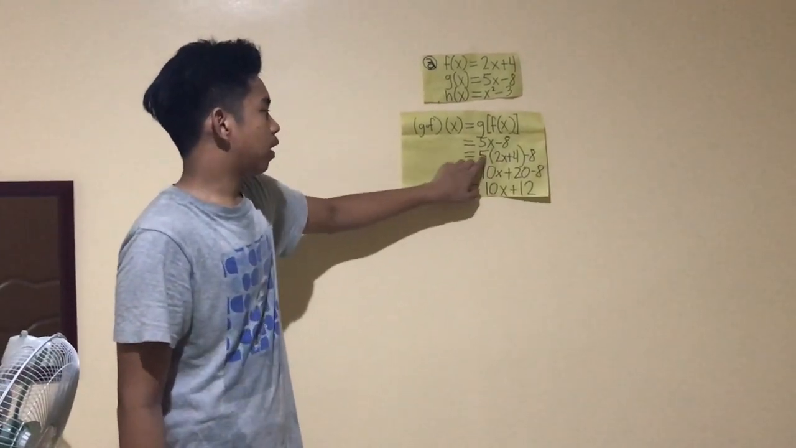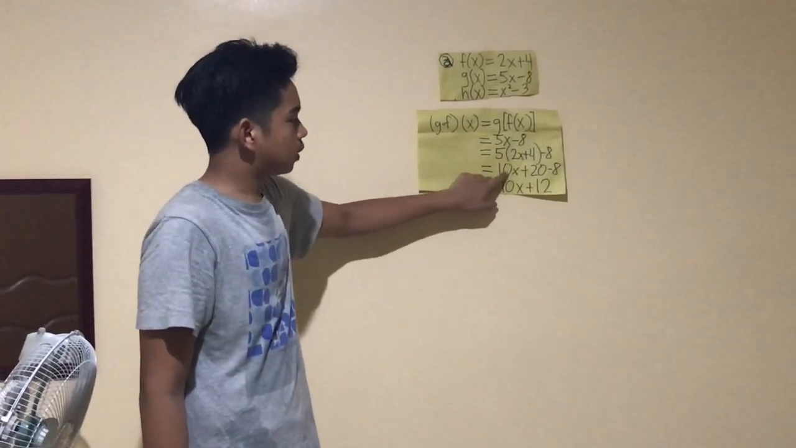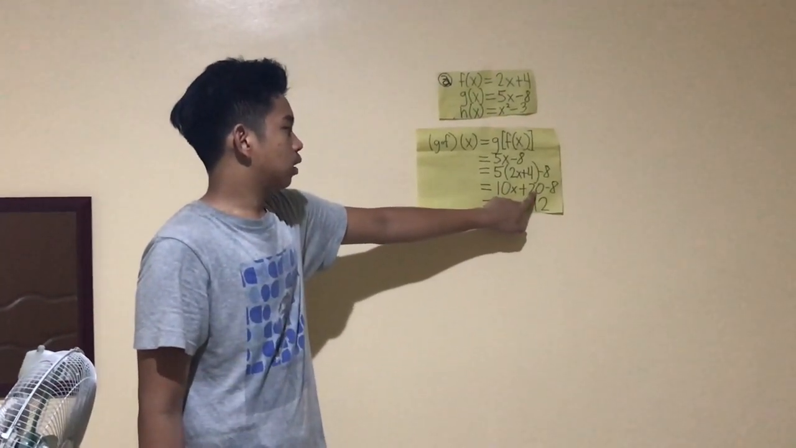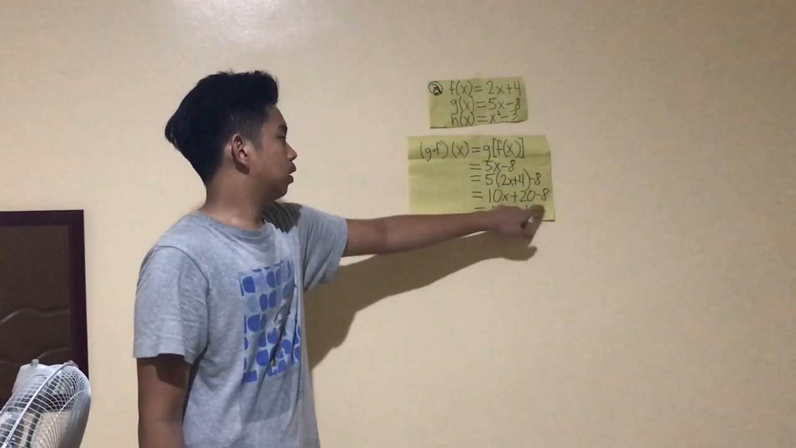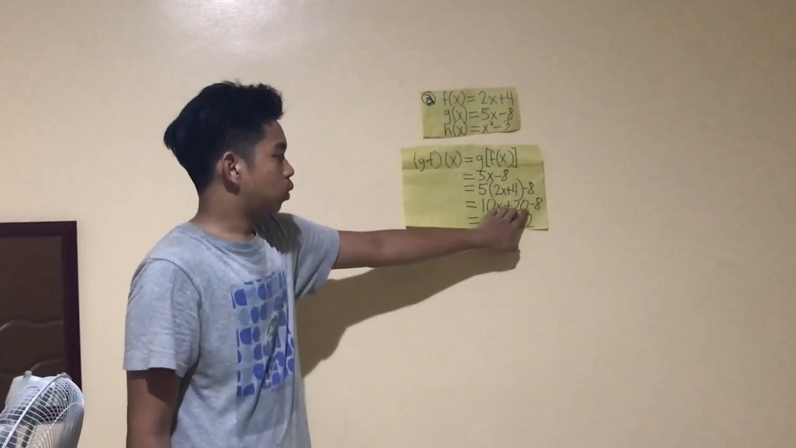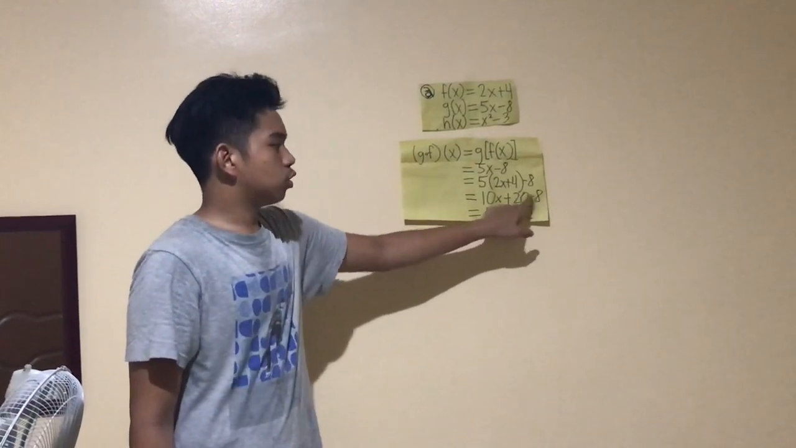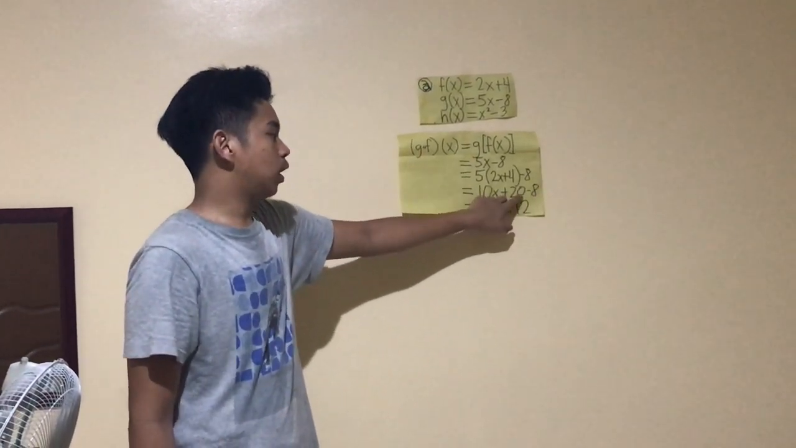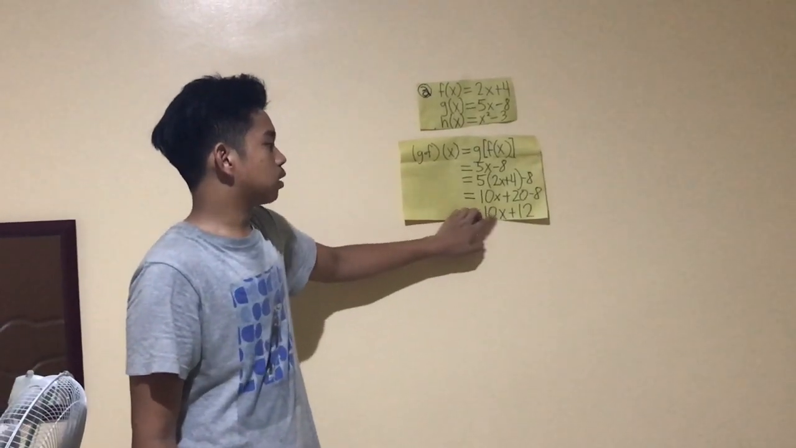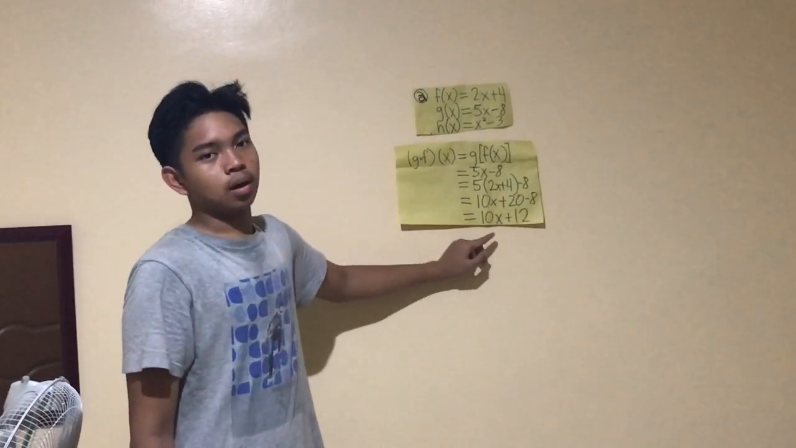And then here, 5 times 2x is 10x. And then 5 times 4 is 20. And then bring down negative 8. And then here, bring down 10x, and then you should combine positive 20 minus 8, which is positive 12. So 10x plus 12 is our final answer.